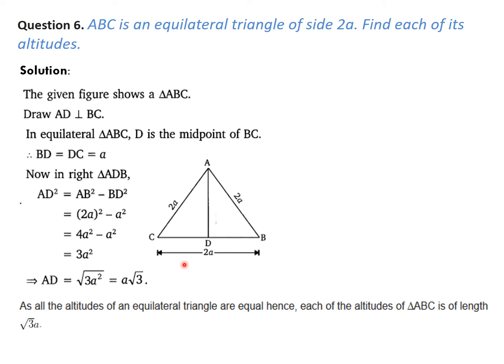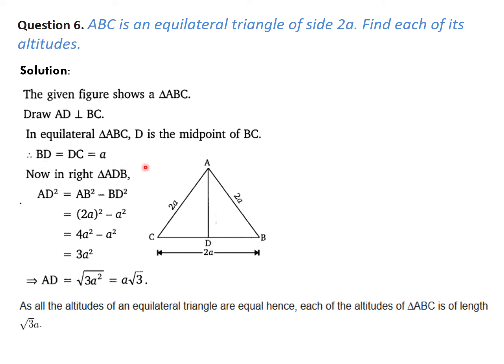To take out the length of the altitudes, let us drop a perpendicular. Now, for an equilateral triangle, the perpendicular and the bisector are the same. That is, it is a perpendicular bisector. So, since AD is a perpendicular, it is also a bisector. Therefore, side BC is divided into equal halves. That is, if the length of BC is 2A, then CD is equal to BD is equal to A, because D is the midpoint of BC.